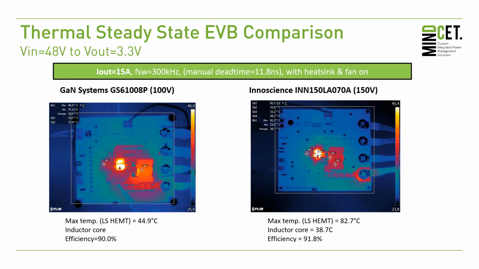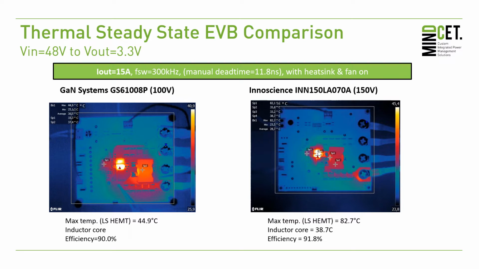Here's another case really suited for GaN: very small duty cycles, because the steepness of the flanks compared to a MOSFET gives a clear and significant advantage. So here we go from 48 volt in down to 3.3 volt out. So a pretty big conversion ratio for a buck converter. The load current in this case is 15 amps and we are switching at 300 kilohertz.